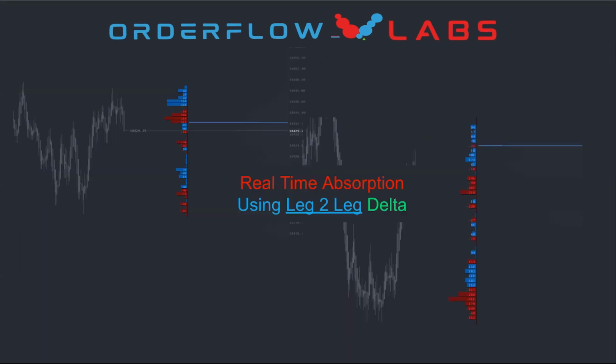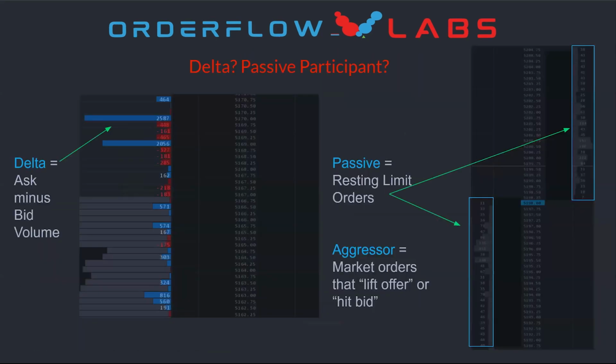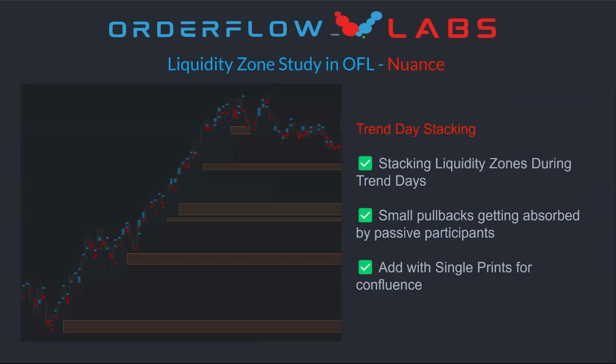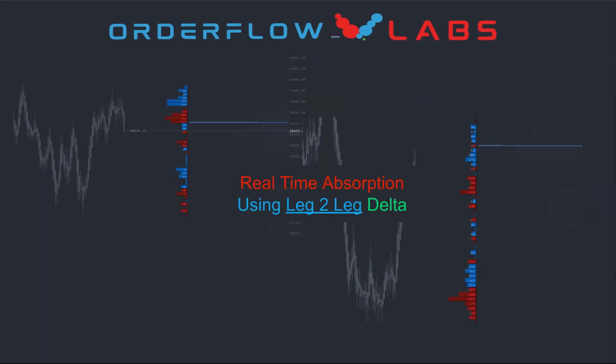So now we're going to cover real-time absorption. Earlier I said that with the detected zone, if your threshold gets met, we're going to print a zone. Now we're going to talk about a different way to see that in real time, and that's using what we refer to as leg to leg delta.